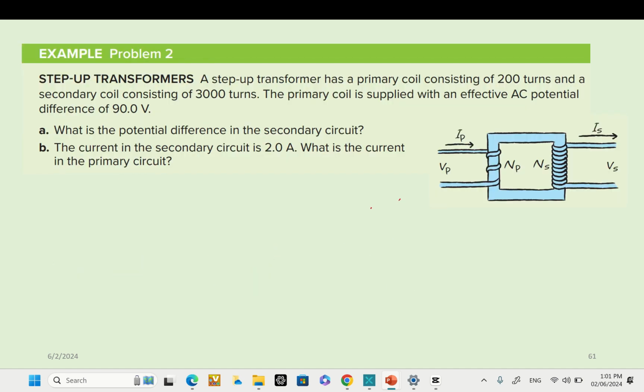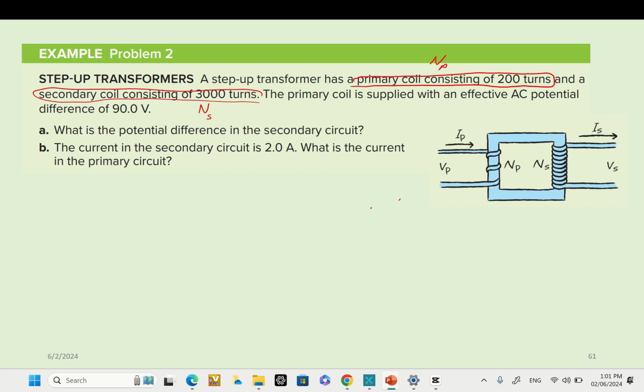Let's solve a question. A step-up transformer has a primary coil consisting of 200 turns. So this is how many turns we have on the primary coil. So this coil has 200 turns. So this is Np. And a secondary coil consisting of 3000 turns. So this is the number of turns on the secondary coil. So the secondary coil has 3000 turns.